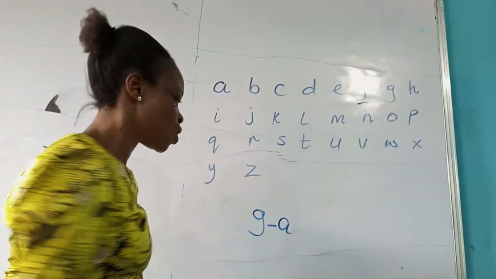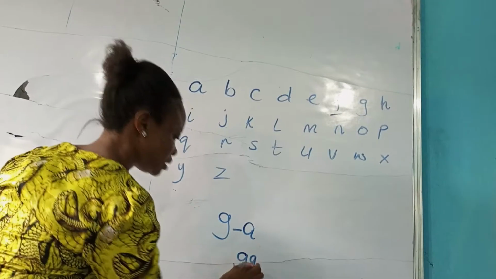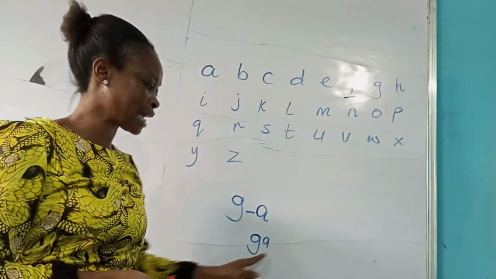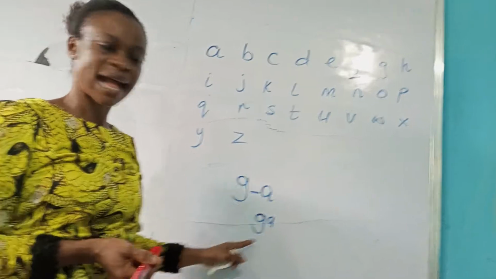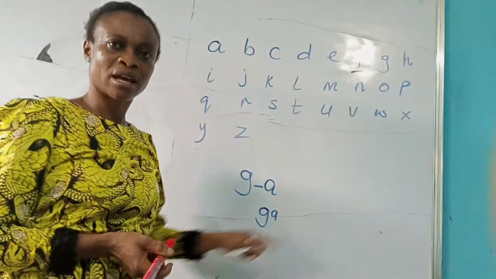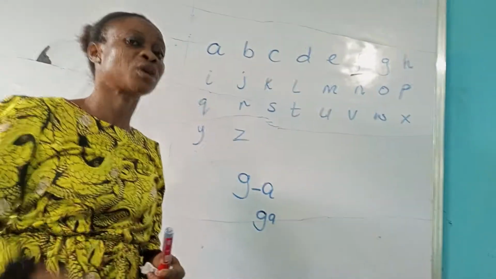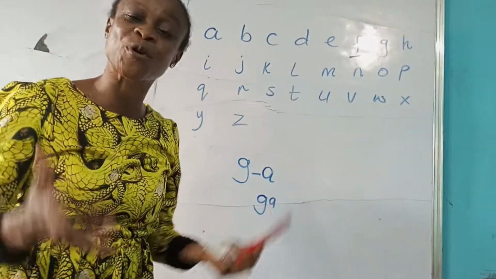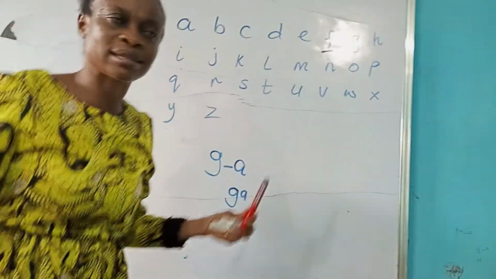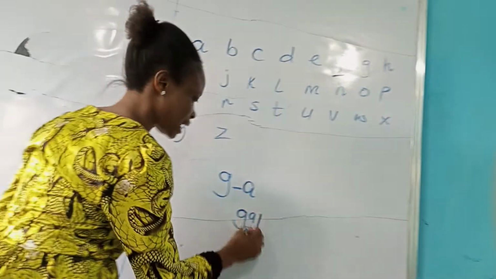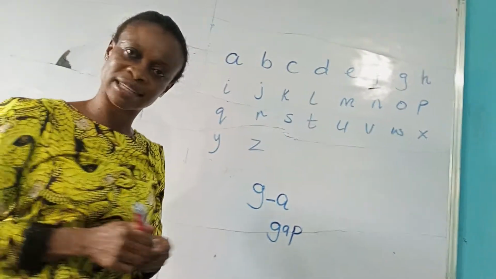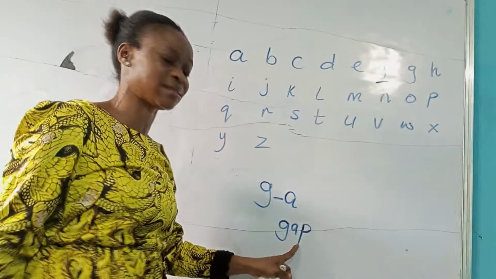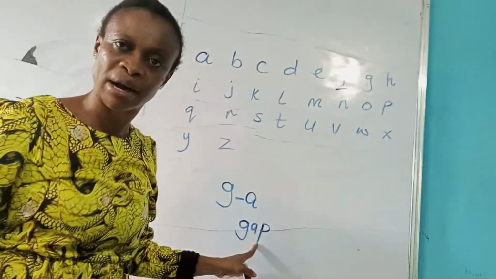Which is what? Ga. Ga. We can also add just a letter to this to have a meaningful English word. Letter like letter P. Have you seen that? Yes, ma'am. P has the sound.